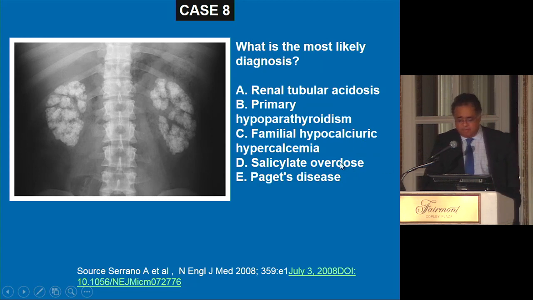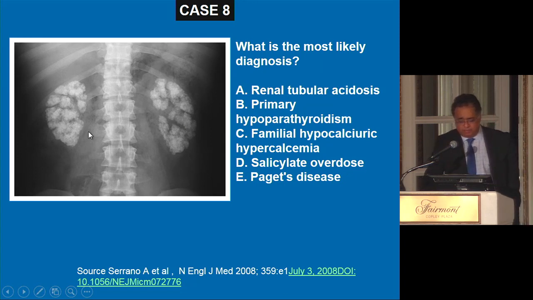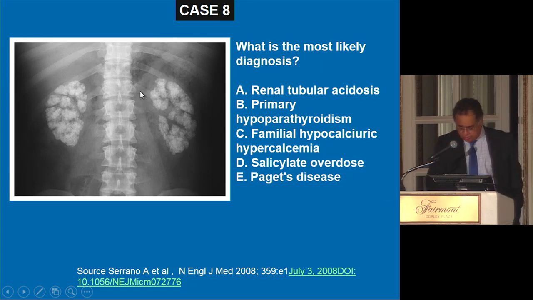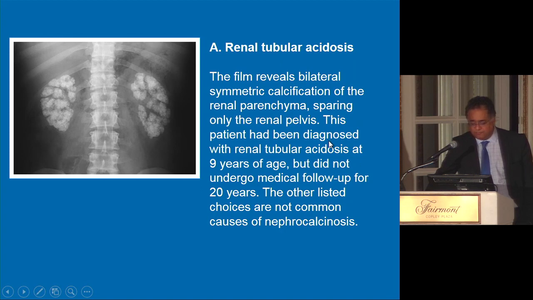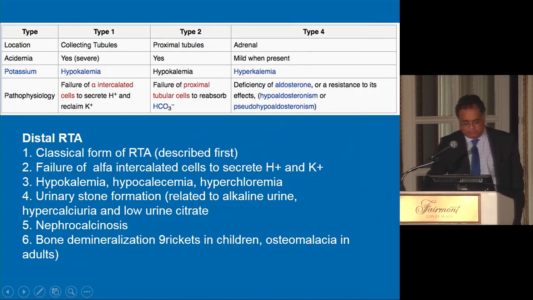Salicylate overdose, you will not, this is an acute abnormality, it's not going to cause this. This is a chronic thing. Paget's disease can be associated with hypercalcemia, but this is not the commonest cause of it. So this patient had renal tubular acidosis at the age of 9, didn't undergo medical follow-up, and the other causes are not common causes of nephrocalcinosis. So just remember, this is renal tubular acidosis.